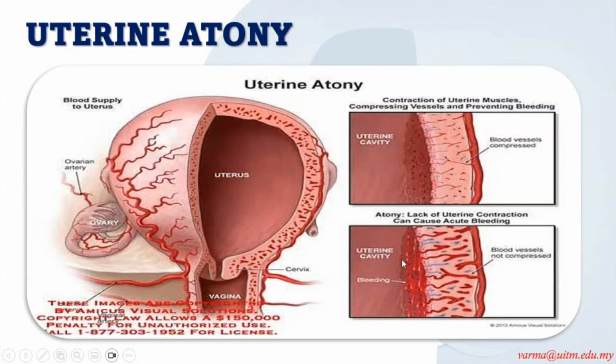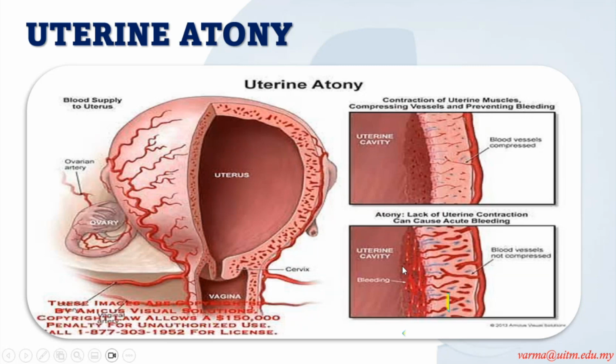In uterine atony, there is a lack of uterine muscle tone, meaning the uterus is unable to contract. Lack of uterine contraction can cause acute bleeding because blood vessels are not compressed. So during the delivery of the baby, after the baby is delivered, if the uterus fails to contract, in such a state called uterine atony, the blood vessels are not compressed, so that can cause massive bleeding.